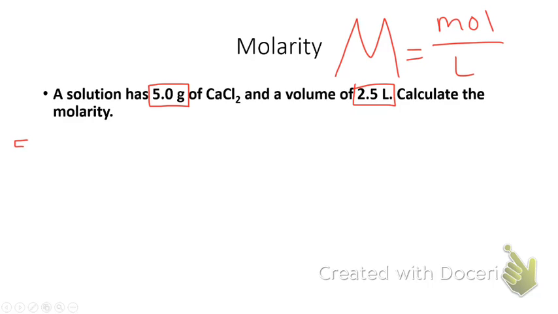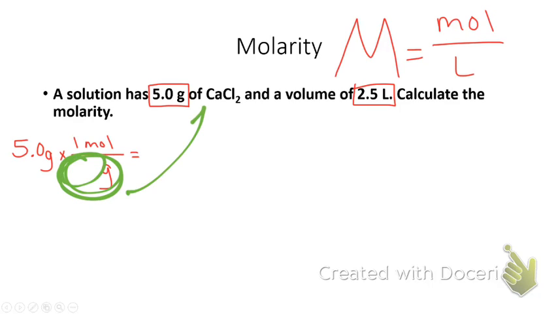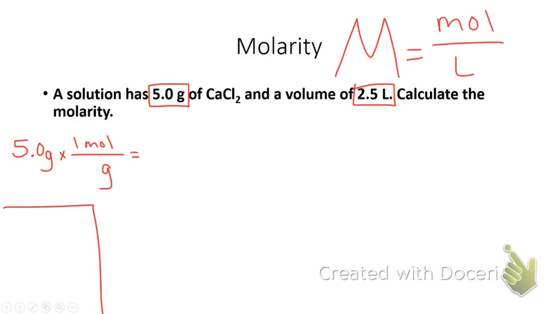So let me set this up here. I'm starting with 5 grams of calcium chloride, and I'm going to convert to moles. We know 1 mole will be up top, and the molar mass will be in the denominator. Where do I go to find the mass of 1 mole of calcium chloride? That is your periodic table. So I'm going to do a little side calculation here and calculate the molar mass.